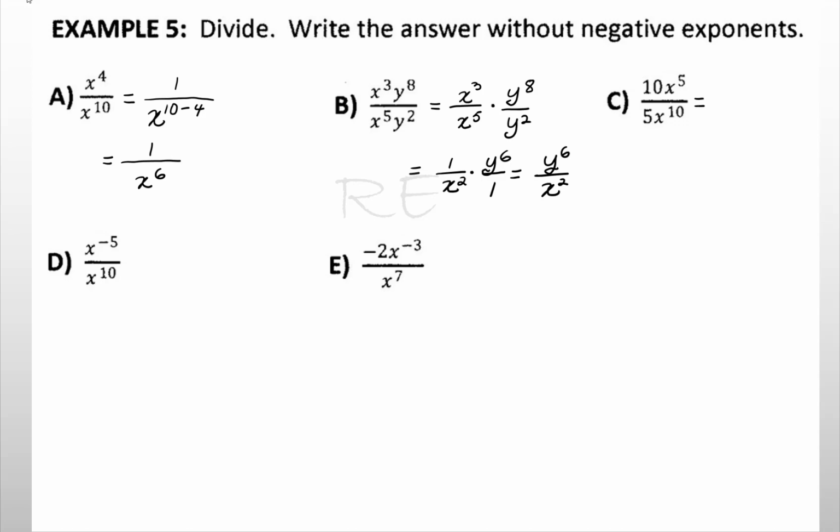For C, we're going to have 10 over 5 times x to the fifth over x to the 10. Now 10 over 5 is 2 times x to the fifth over x to the 10. It's x to the 10 minus 5, which is 5. Now when we multiply the 2, 2 times 1 is 2, and 1 times x to the fifth, x to the fifth.